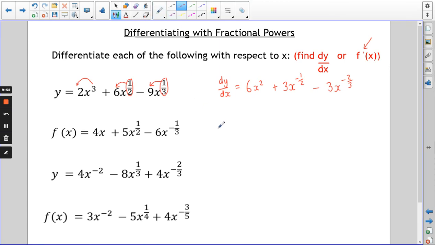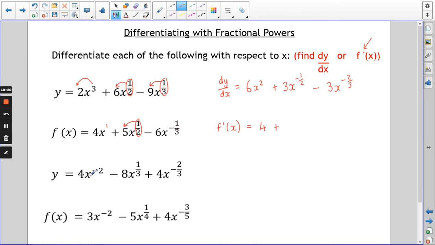So we're in f of x this time. So f dash x to say that we are differentiating. So 4x to the power of 1 becomes 4. The x to the power of 1 just becomes 1, so just 4. Right, our half needs to come down and multiply by 5.